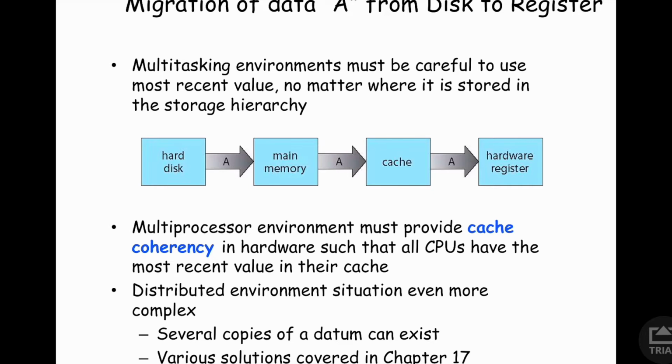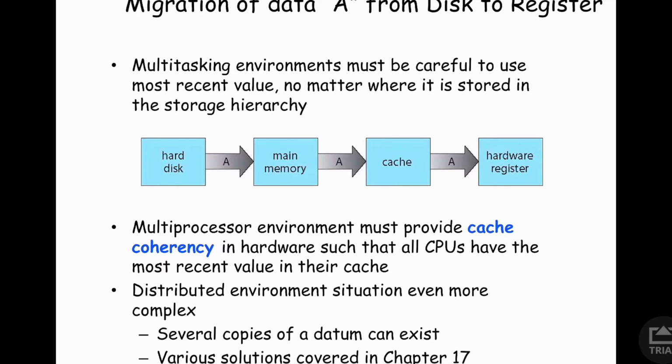Okay, I'll keep going. When you have multitasking environments, you have a bunch of different programs running. And when you have multi-processor environments, you have more than one CPU running, whether it's on the same die, the same chip, multi-core, or on different processors attached together or communicating with one another on a bus. You have data migrating from one storage mechanism to another up the hierarchy.